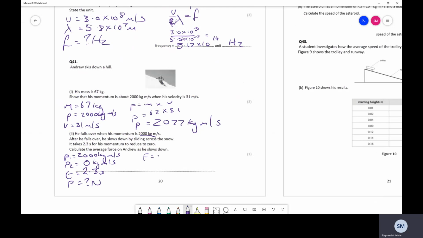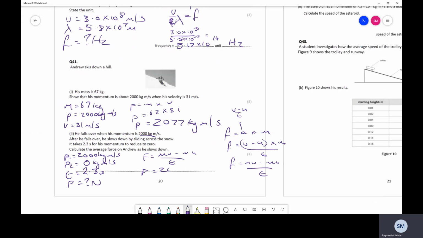The equation that we need to use is F is equal to mv minus mu, divided by t. This comes from F is equal to m times a, but instead of a, I'm going to write v minus u divided by t, giving me F is equal to (v minus u) times m divided by t, giving overall F is equal to mv minus mu divided by t. The change in momentum divided by the time taken is equal to the force required.